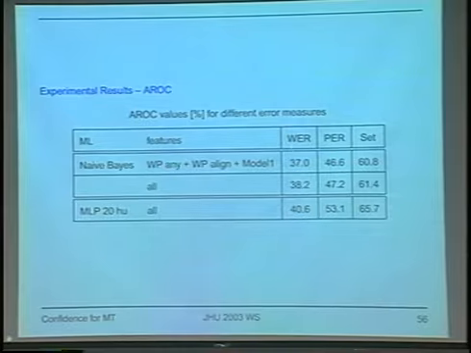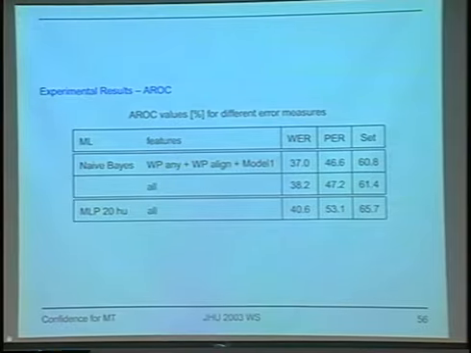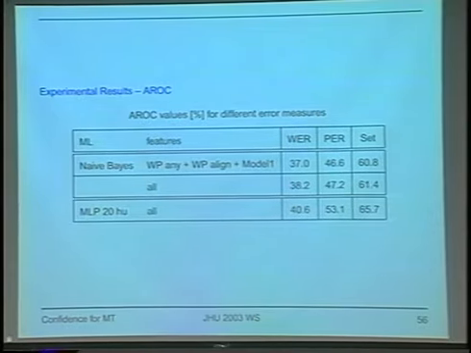And these are the error measures that we trained on. So we see if we train with respect to the word error rate, we get an AROC of around 37 if we combine simply the best 3 features, which can still be improved if we combine all features, and which gets even better if we combine them using the neural net instead of the naive Bayes model. And this is consistent with all the 3 error measures.